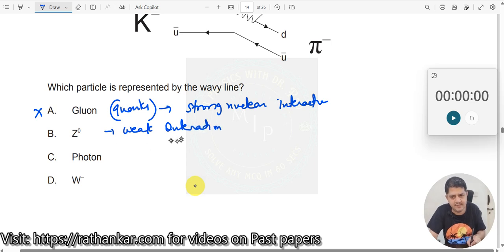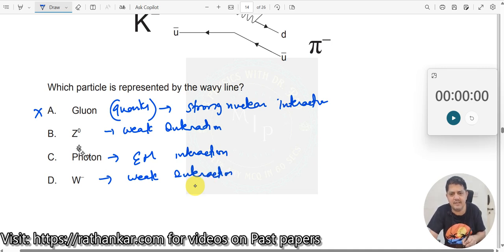Now let us see. I need to explore this. What is photon? Photon is a mediator particle which plays an important role only in electromagnetic interaction. This is also incorrect. And this one will also be a weak interaction. Which means now how do I decide whether it is Z0 or W minus?